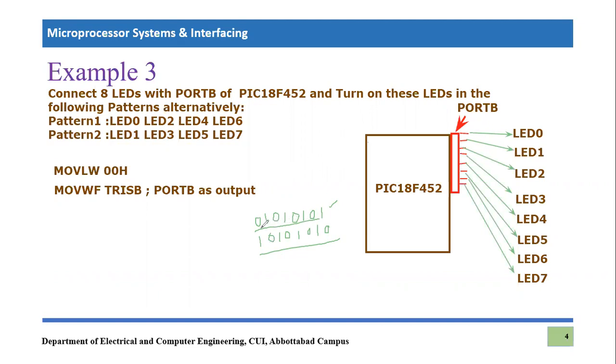So what is this number in hexadecimal? 0101, that is 5, and 0101, that is also 5. So we have to write code to send this information: move literal to working. The code is 55 hex, and we have to send it to what? We have to send it to port B. Move working to file port B, right? Okay, let me just adjust them for a while.